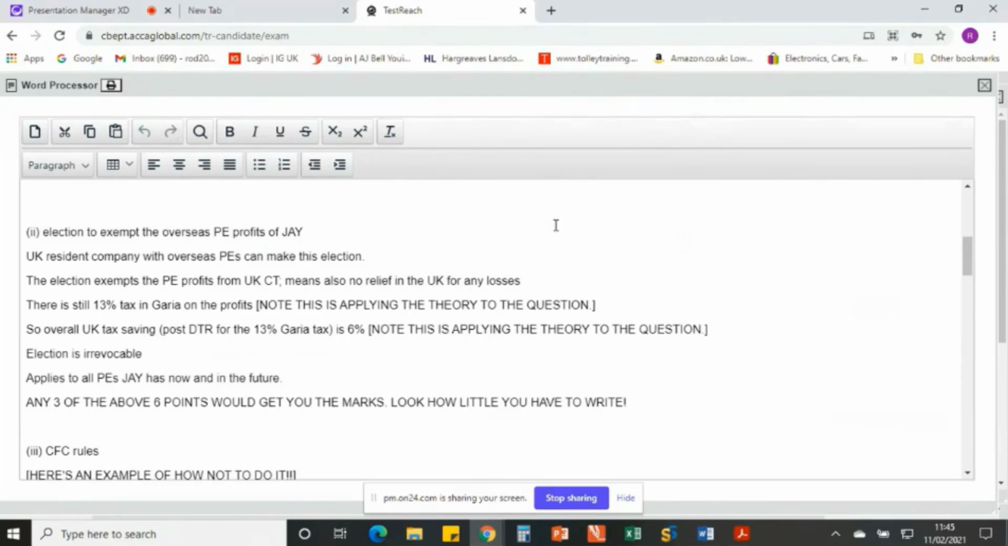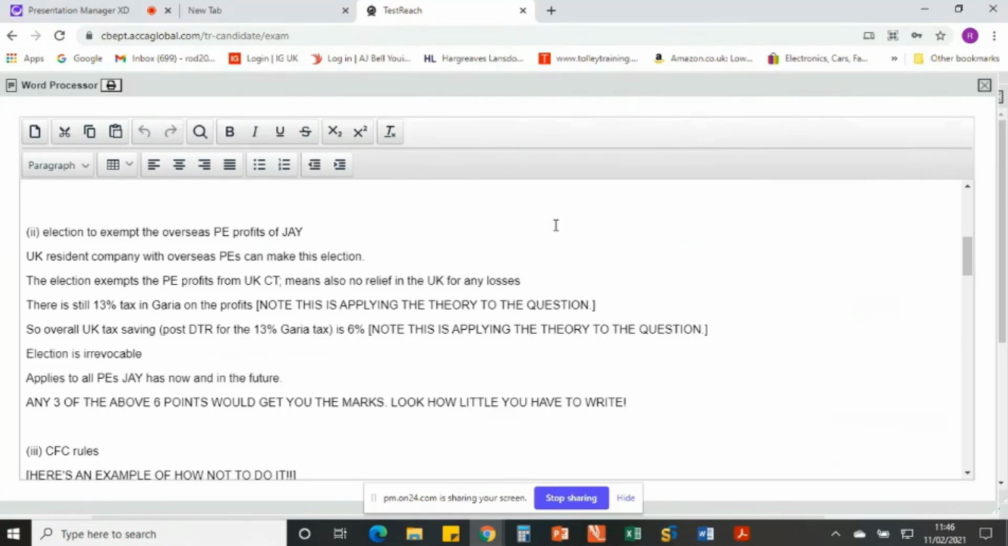Okay, so what I've said in the first 2 points is just pure theory. I'm now trying to apply and bring in the scenario, the question. So I'm talking about the Garia. So there's still 13% in Garia on profits because the PE exemption is a UK PE exemption from UK tax. We can't do anything about their 13% tax rate. That's up to them. So we'll still pay 13% tax in Garia on the profits. What I put in block capitals there in the brackets is not what you'd write in your answer. That's my sort of asides to you.